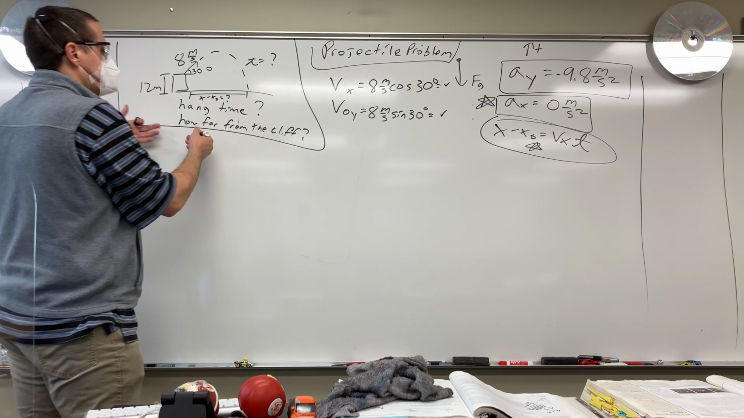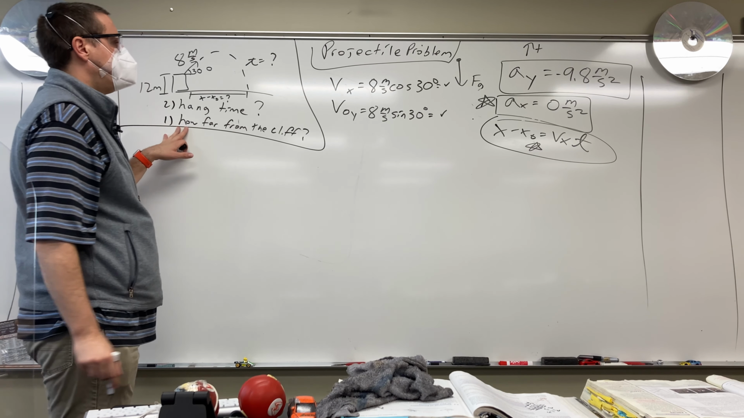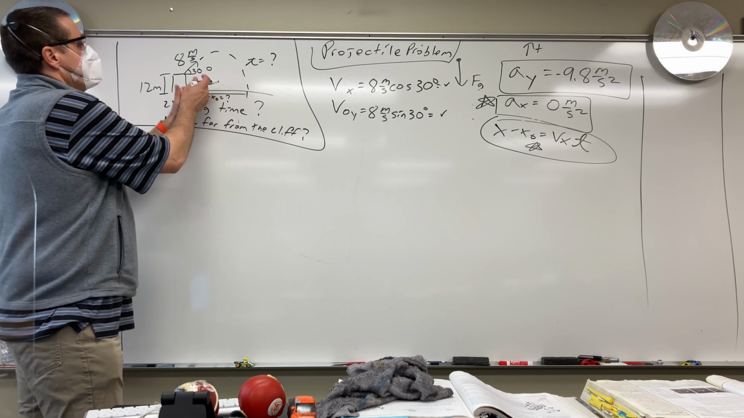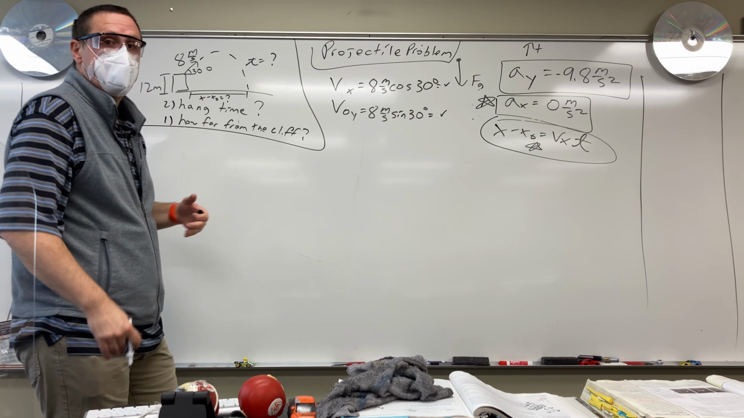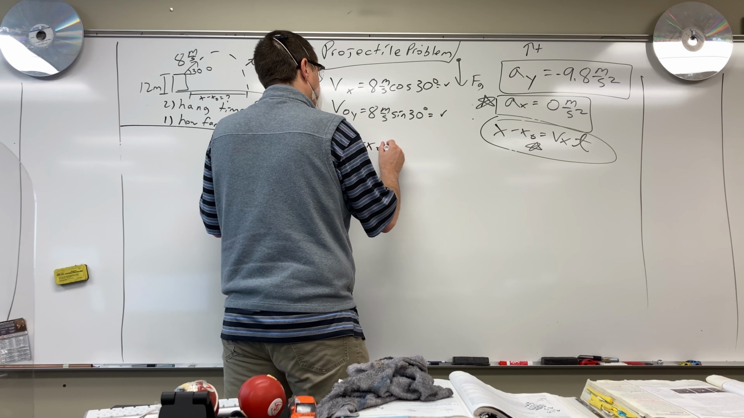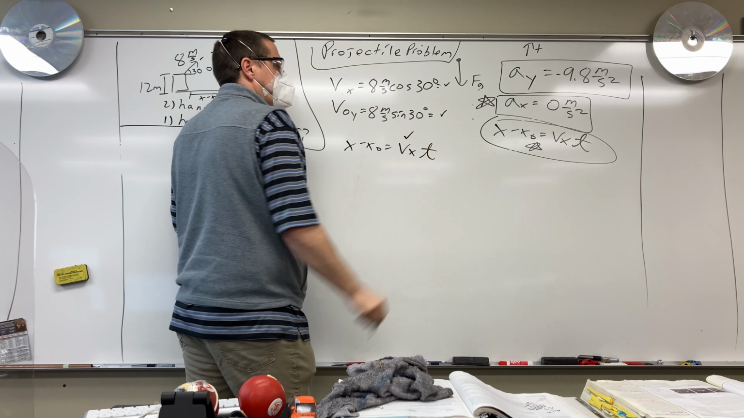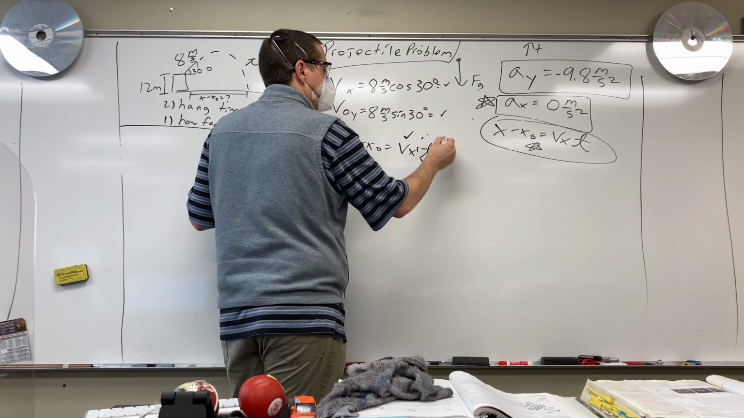And now you would decide which one of these you want to attack first. Well, let's say that I wanted to figure out how far he was going from the base of the cliff. That's the displacement in the x direction. I've only got one equation, so I would write it. X minus x naught equals vxt. And I'd be like, okay, I can figure out this number, but I don't have time.